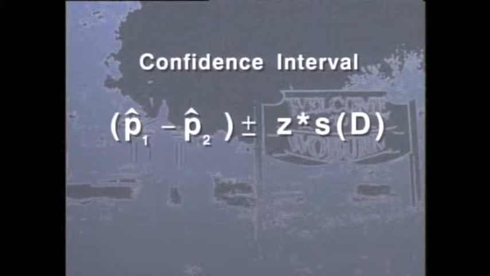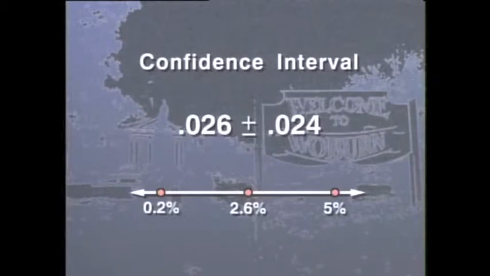After plugging in the rest of the values, we get 0.039 minus 0.013 plus or minus 1.96 times the standard deviation, which comes out to 0.012. This leaves us with a confidence interval of 0.026 plus or minus 0.024. The interval may seem hard to interpret as the rate of birth defects could be as low as 0.2% and as high as 5%. But the interval lies entirely above zero, which means it's highly unlikely that the contaminated water has no effect. Therefore, we can conclude that there is a significant difference between the rate of birth defects in East and West Cupertino.